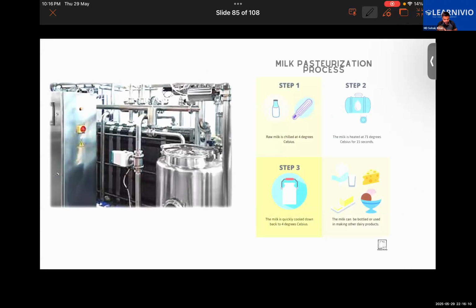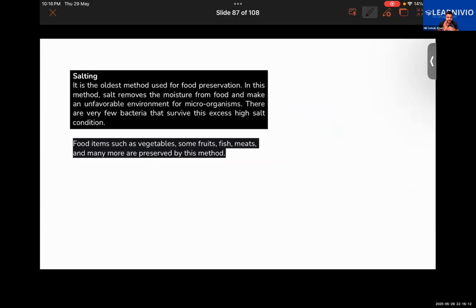Wherever anyone has any confusion, just raise your hand. Okay. Next is salting, and salting is the oldest method used for food preservation. In this, salt is added to the food items. Suppose a piece of meat has to be stored. We know that meat contains a high amount of moisture. If any edible substance contains a high amount of moisture, it is easily going to get spoiled.